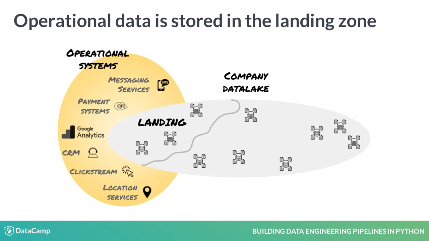The data that comes from the operational systems, for example, ends up in what we call the landing zone. This zone forms the basis of truth. It is always there and is the unaltered version of the data as it was received. The process of getting data into the data lake is called ingestion.